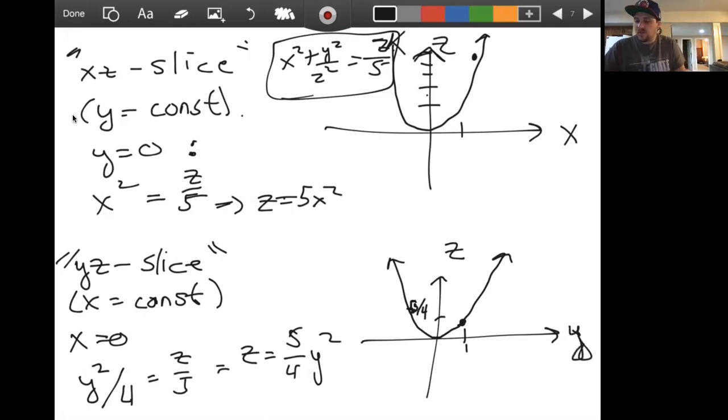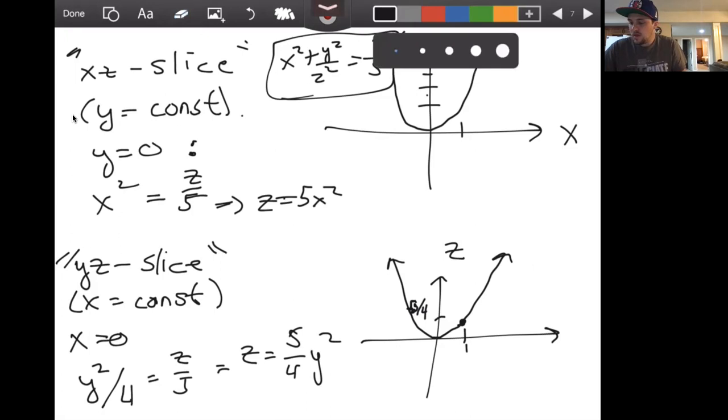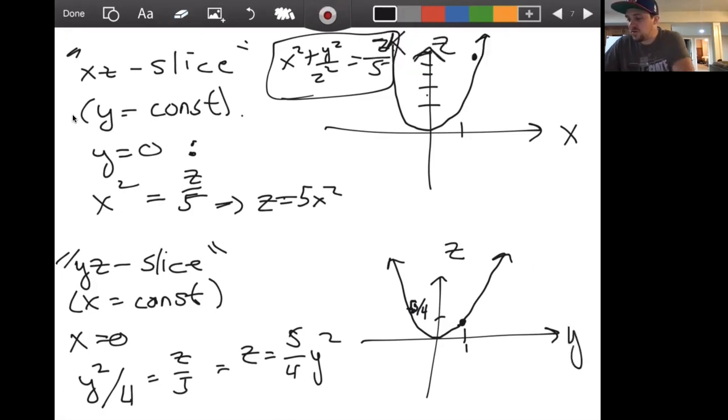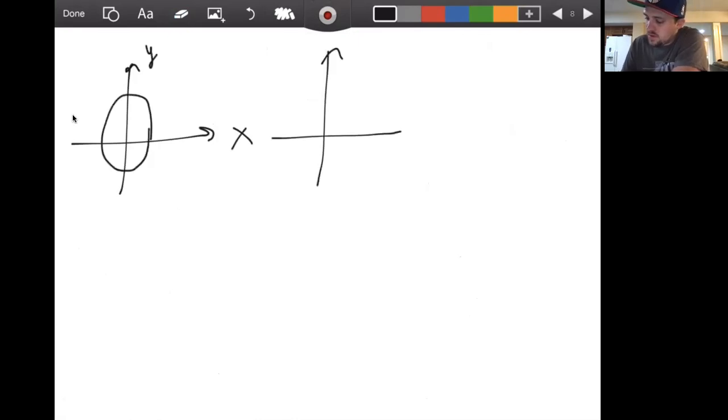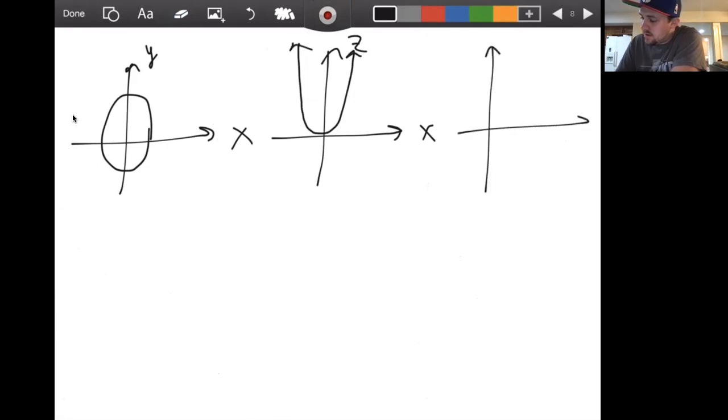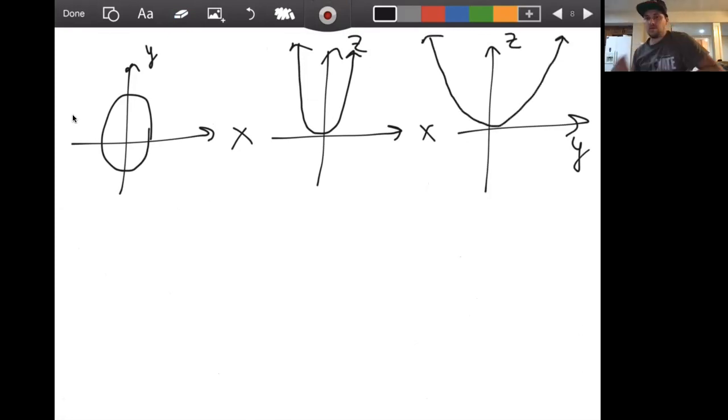And so now we need to think about putting these pictures together. Let's take a look at all of these pictures at once. Just a sketch. Here's xy. We have an ellipse. Here's xz. We had a pretty steep parabola. And then here's yz. We had a parabola that's open a little more. So these are the three traces.